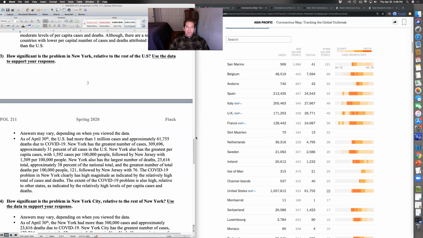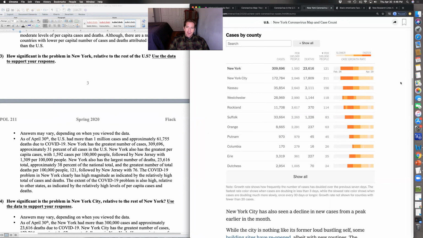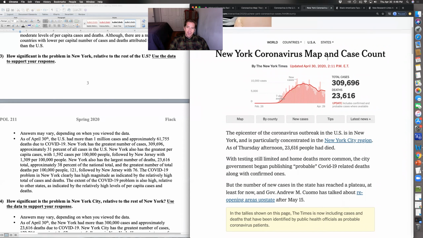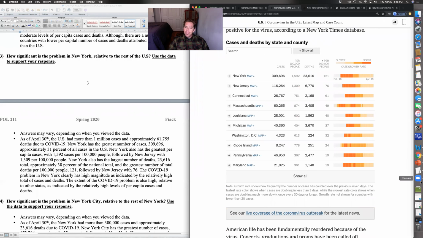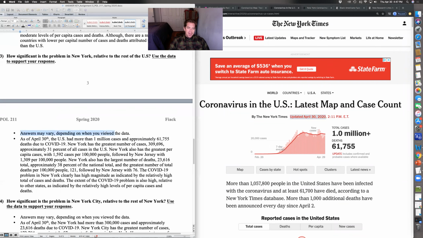Now let's look at New York, right? Let's situate New York in this conversation. So I'm going to go to that next set of data. The other source I gave you was state level data. And again, this is updated on April 30th, 2020, very recently. So answers may vary depending on when you view the data and how you analyze the data.